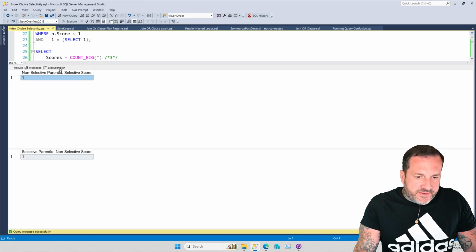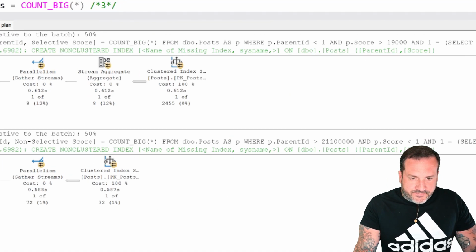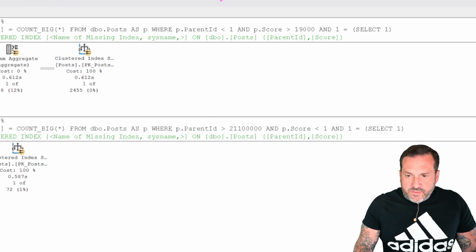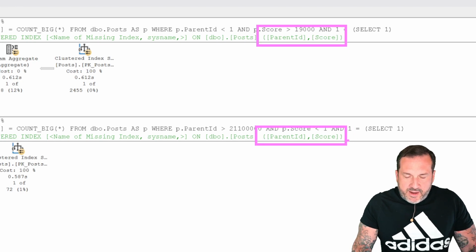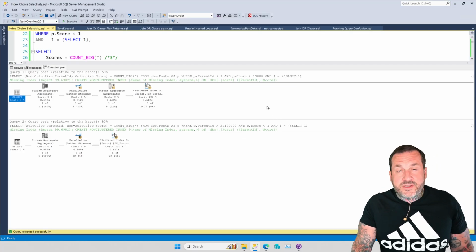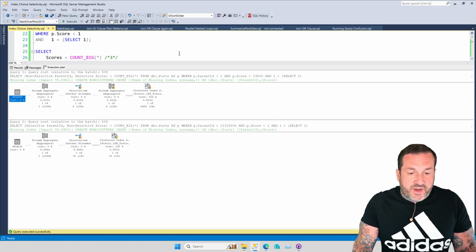But SQL Server asks for the exact same index for both of them, right? One is on parent ID, comma, score, and the other is on the exact same thing, parent ID, comma, score, regardless of how selective or non-selective these predicates are.